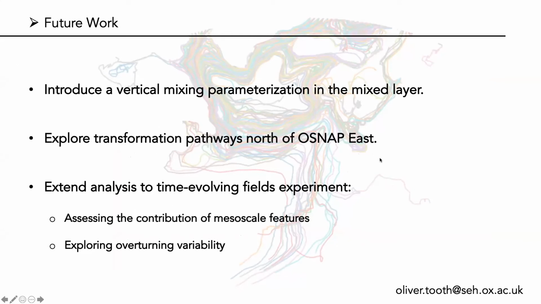And then ultimately progressing and comparing this to the time evolving fields and understanding particularly how mesoscale features potentially drive big changes in the circulation, but also examining the variability in these pathways in relation to in particular surface forcing as well. So if anyone has any questions or most definitely ideas, I'd love to hear them.